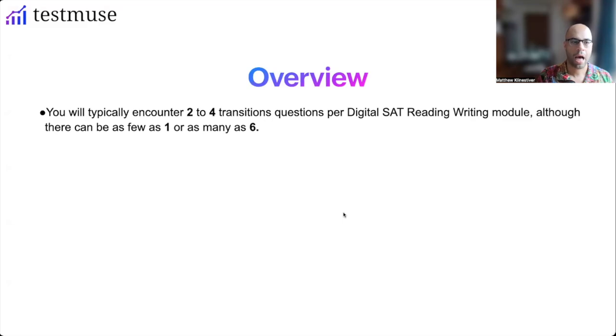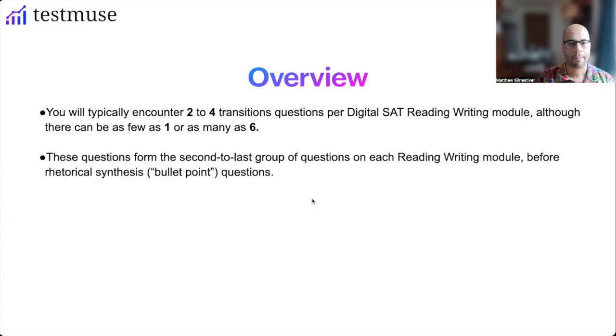So we will typically see 2 to 4 transitions questions on a digital SAT reading writing module. You may see just one rarely or as many as 6. That often happens actually in the easy modules where you're getting up to 6, the easy second module. So just be aware of that.